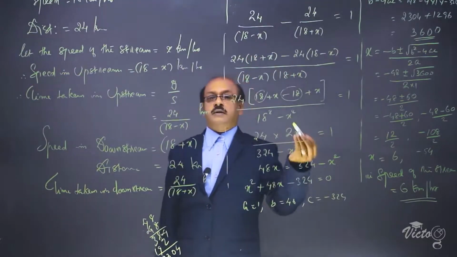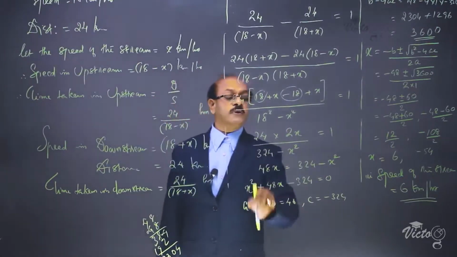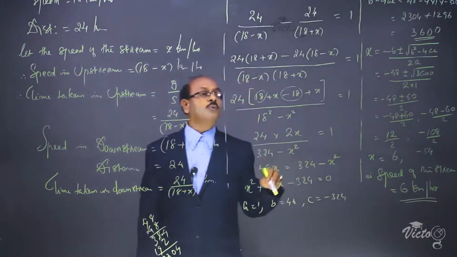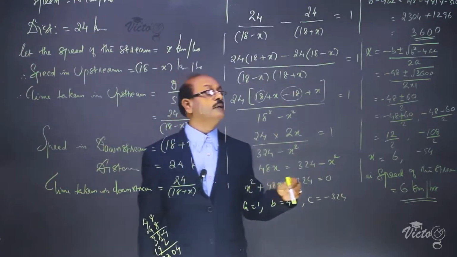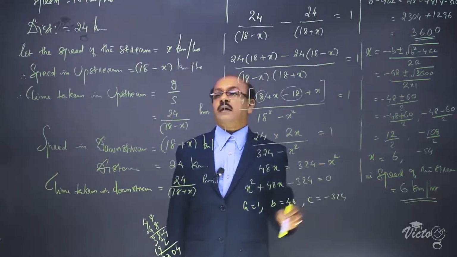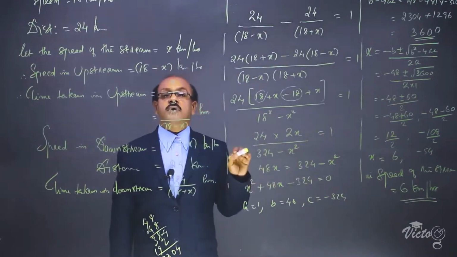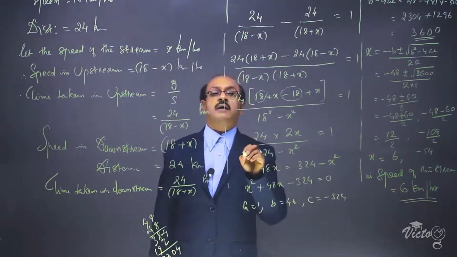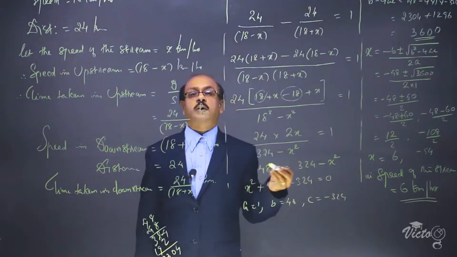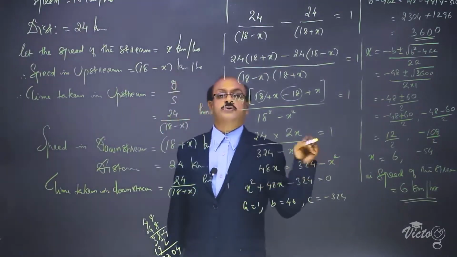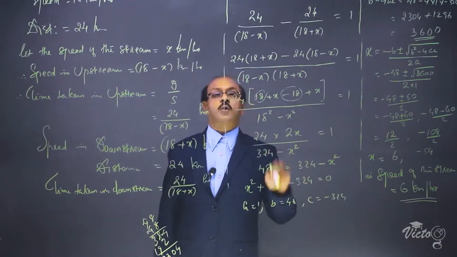Now simplifying by taking the LCM and cross multiplying, we will get the second degree equation, the quadratic equation, x square plus 48x minus 324 is equal to 0. Now solve the quadratic equation using the quadratic formula. The result is that one value of x is positive and the second value is negative. But in this case, we cannot accept the negative value because we had already assumed the value of x as the speed of the stream. Speed of the stream will never be a negative number, or speed cannot be negative. So we are accepting the positive value of x. That means x is equal to 6, that is, speed of the stream is equal to 6 kilometers per hour.